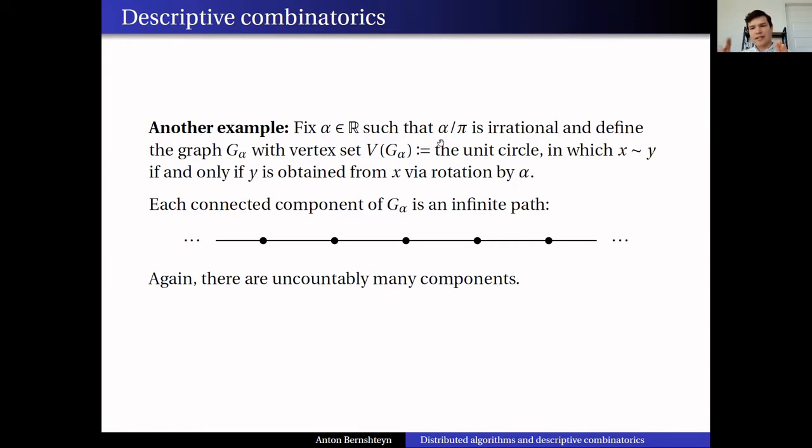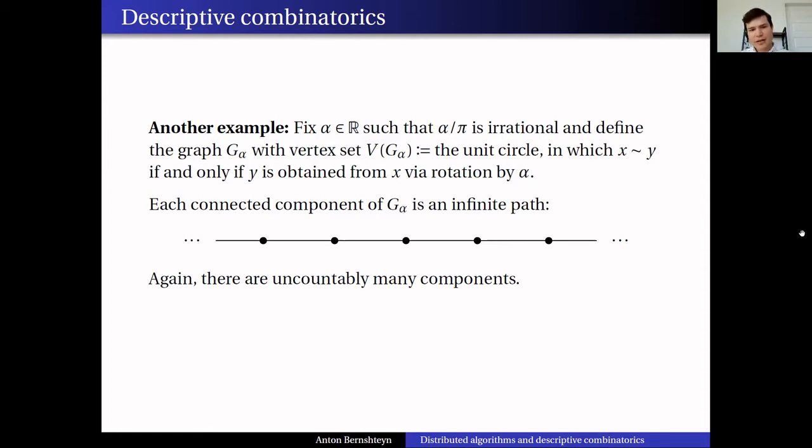This condition ensures that after finitely many steps, we will never return back to the point where we started. So really, every connected component of this graph is an infinite path, infinite in both directions. If I start at this point, I can rotate, say, clockwise to get this neighbor, again clockwise to get this neighbor, etc., or I can go counterclockwise and then I go in the other direction. So every connected component of this graph is this infinite path.